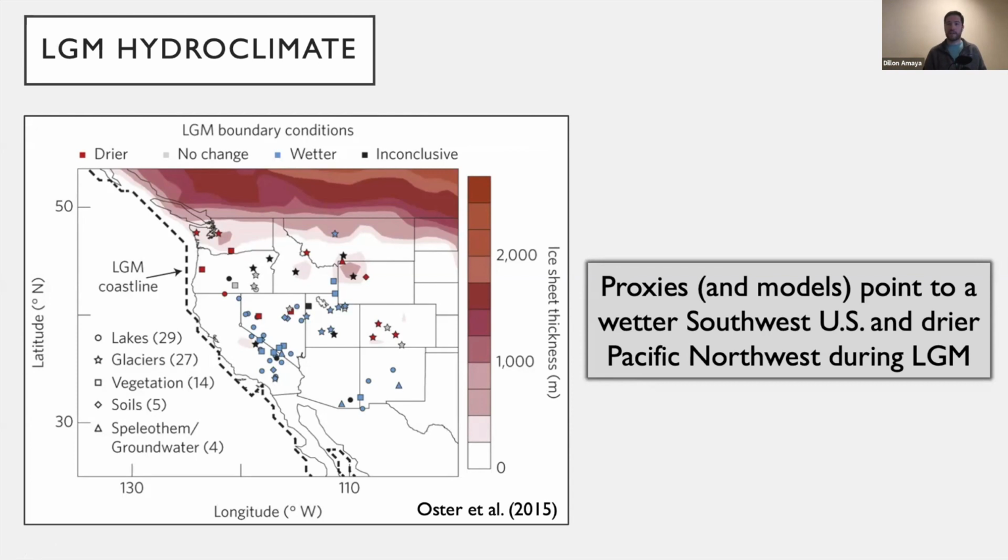What are the physical mechanisms that connect the different boundary conditions that we saw during the LGM to the drastically different hydroclimate response that we saw along the North American West Coast?